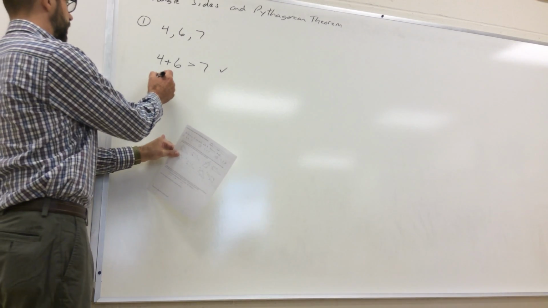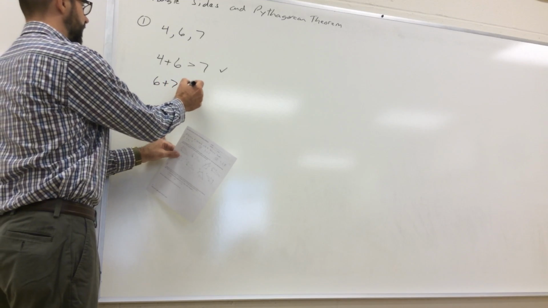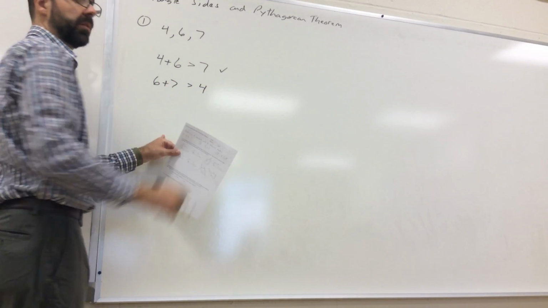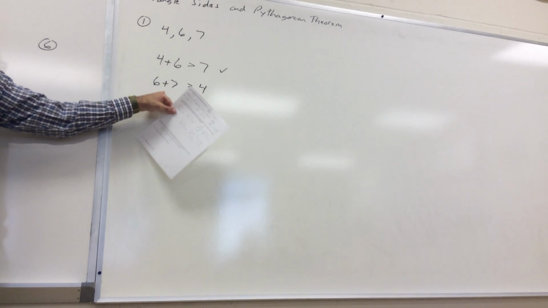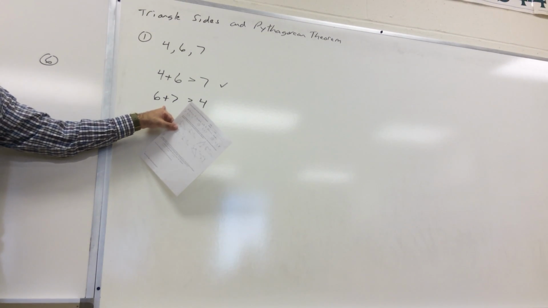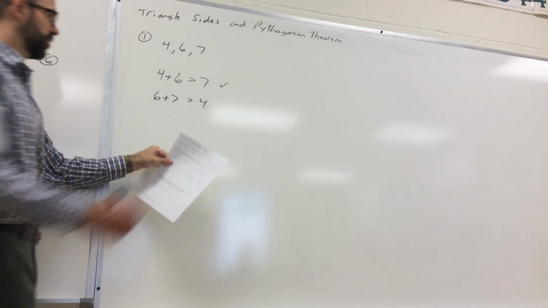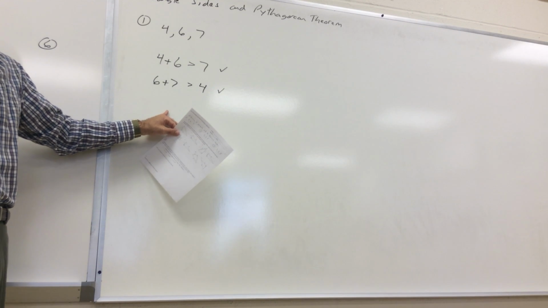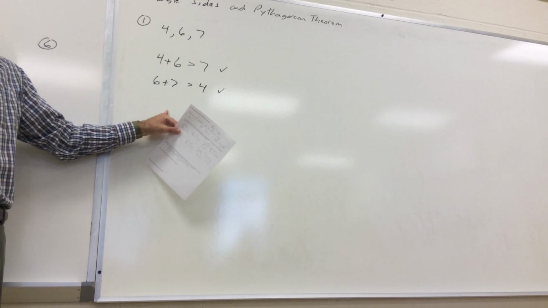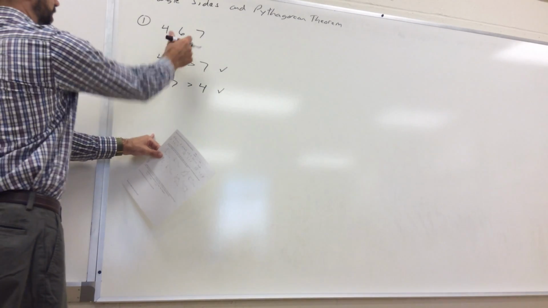Like 6 plus 7, we're going to see if that's bigger than 4. And 6 plus 7 is 13. And 13 is bigger than 4. So we're going to put a check by that because that's good news. We need the two sides added up to be bigger than the third side. And there's one more pair to check.